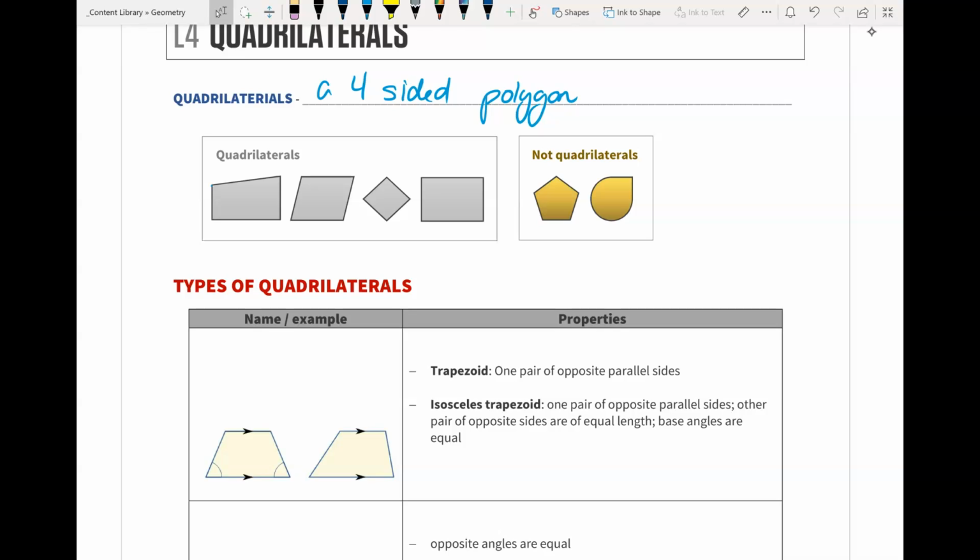It's pretty clear that these all have four sides, and of course they don't need to be equal to each other. It doesn't need to be a regular polygon for this. This is not a quadrilateral because you have five sides. And this one's also not a quadrilateral because you have a rounded side.